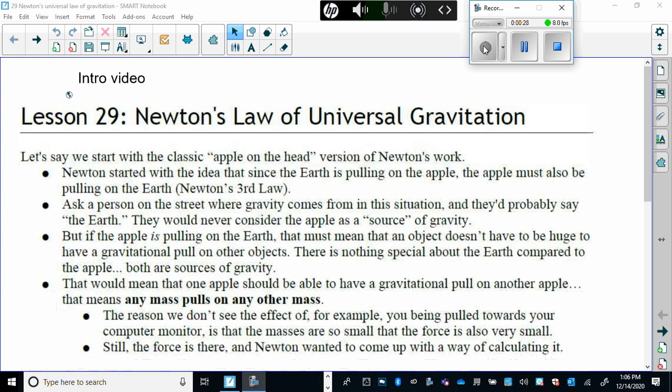So he wanted a formula that would work for everything in the universe, whether that be an apple sitting next to a pear, or Mars acting on Jupiter, or the moon acting on the Earth, or our galaxy acting on another galaxy, the gravitational forces between them. A formula that works for everything, which is, as you can imagine, a monumental task.